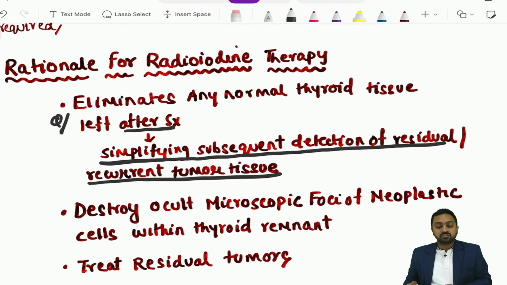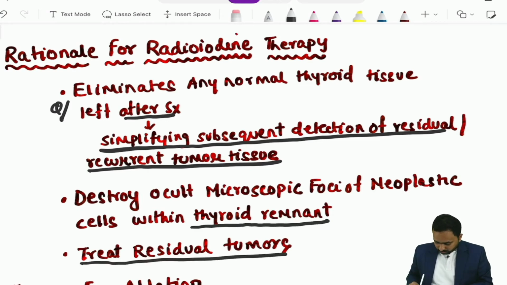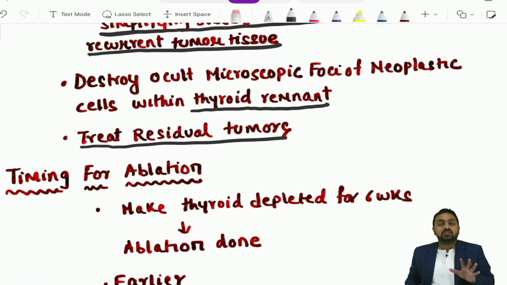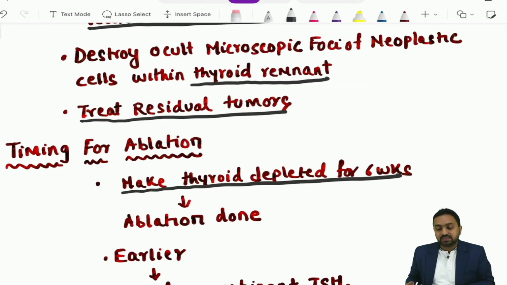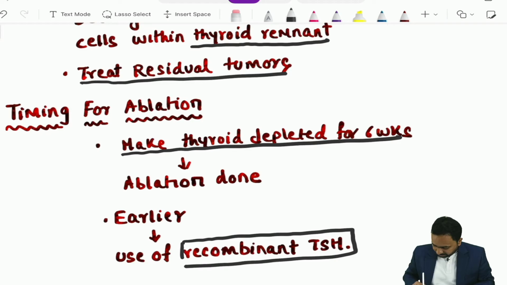Now this also destroys the occult microscopic foci of neoplastic cells within the thyroid remnant, and treats residual tumors. The timing for ablation is usually 6 weeks post surgery, where we make the thyroid depleted for 6 weeks. If we want to do this process early, it can be done if we use recombinant TSH levels.